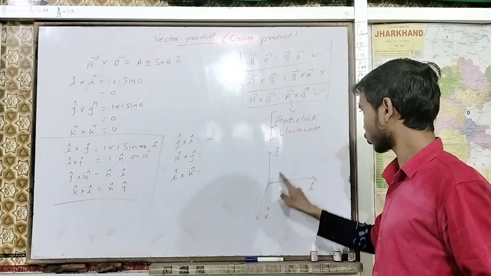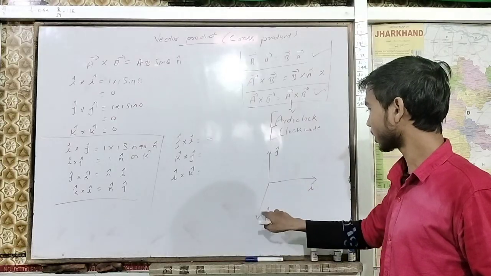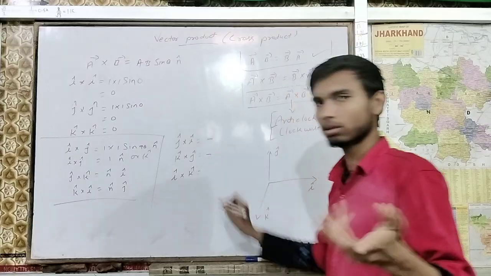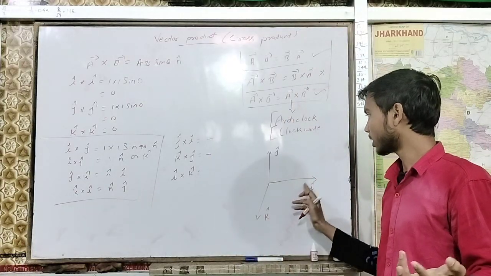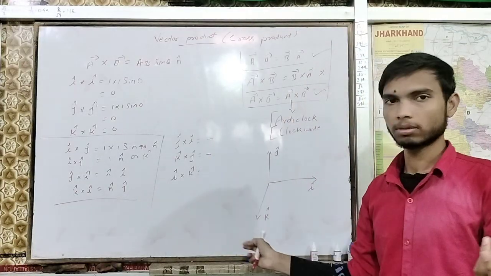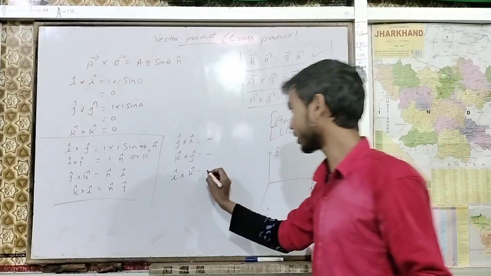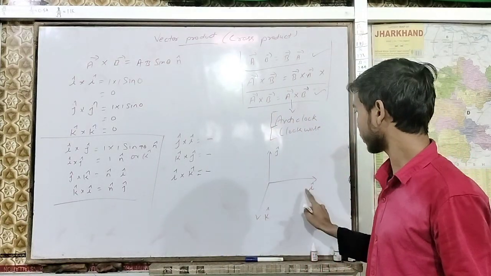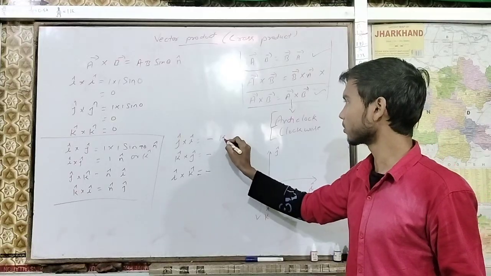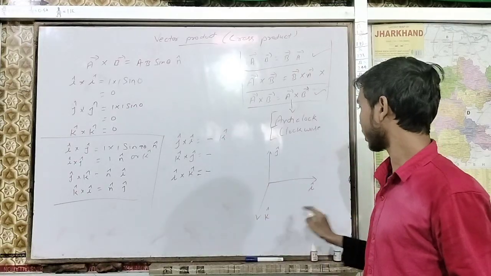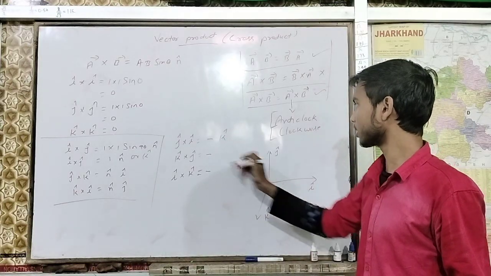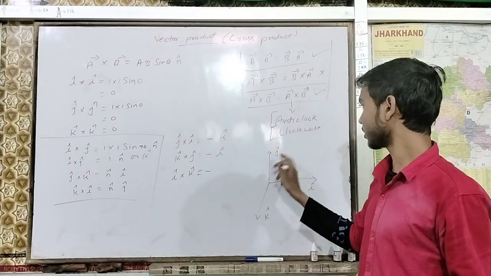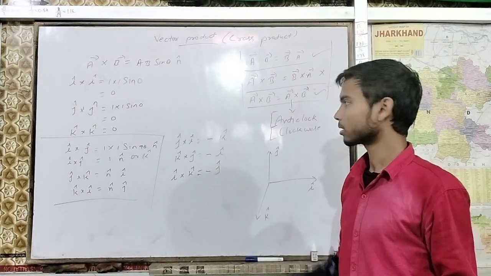K cap, j cap. So k cap, j cap. Then next I cap. Again clockwise. So clockwise is negative. I cap, then k cap, then j cap. Clockwise, so negative. So I k gives k cap. K j I. Next is I cap. I k, then next is j cap.